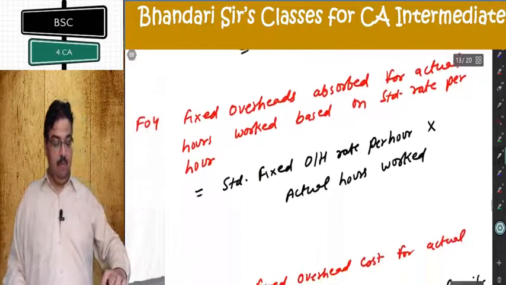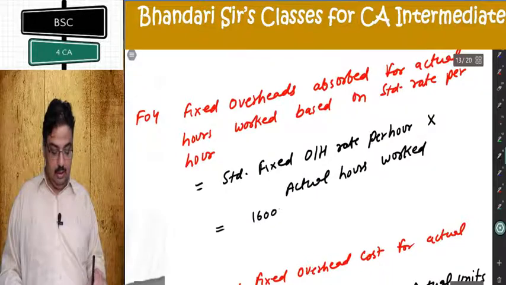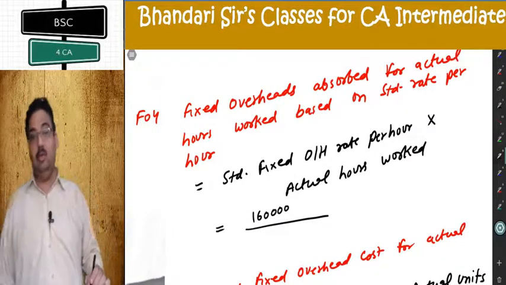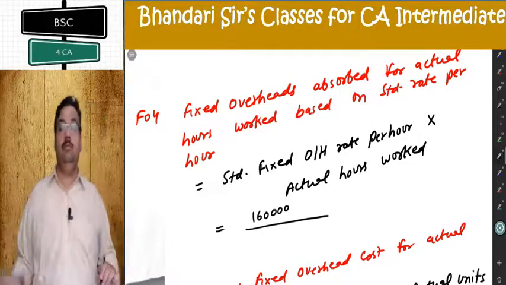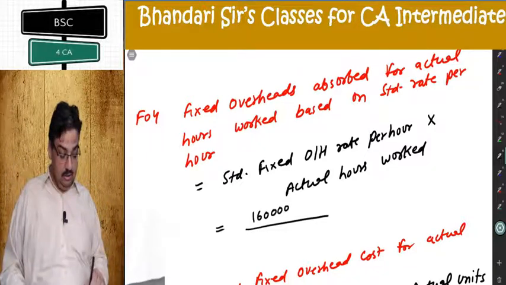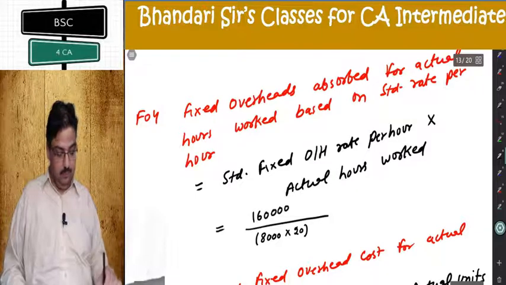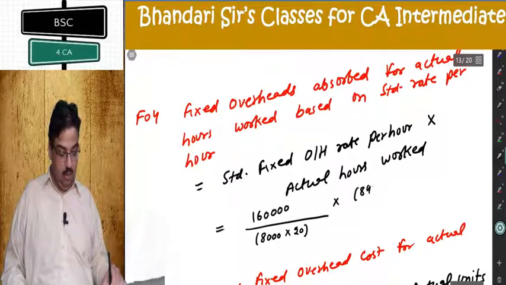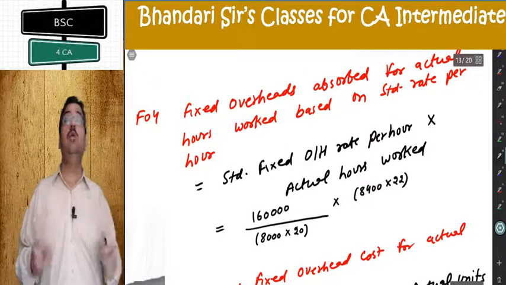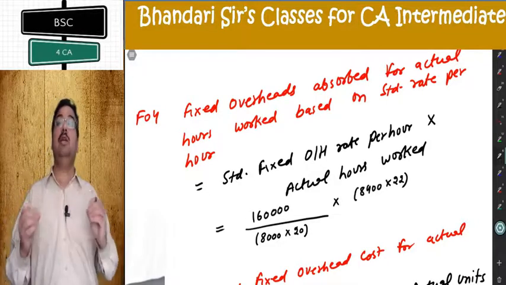Now the next one is important, because this is 1,60,000 divided by 8,000 into 8,400. That is incorrect. Make sure you understand. This is divided by 8,000 into 20, multiplied by 8,400 into 22. I need total man hours. I don't need man hours per day. Per day needs to be multiplied with days to get the total man hours.